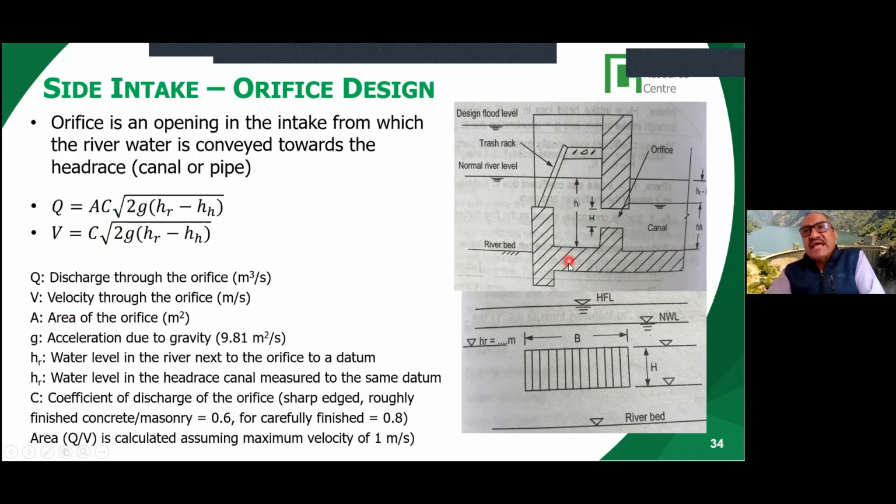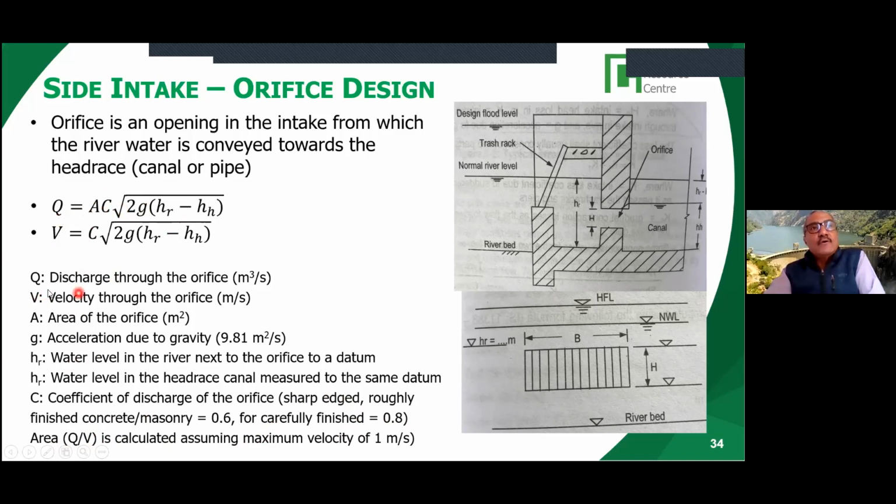So the difference, this is H1, HR minus HH times 2G, square root of that, multiplied by C, the coefficient of discharge of the orifice. And again, this C depends on whether it's a sharp edge, roughly finished concrete masonry, it is 0.6. For carefully finished, it is 0.8. And Q is the area, A, times V.